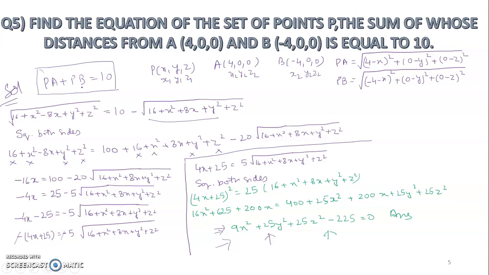Now how do you calculate PA? Square root of (x2 minus x1) whole square plus (y2 minus y1) whole square plus (z2 minus z1) whole square. Similarly PB, and equate. Now how to solve this? This is all calculation work. So that is why I have explained this. Calculations have to be very careful.